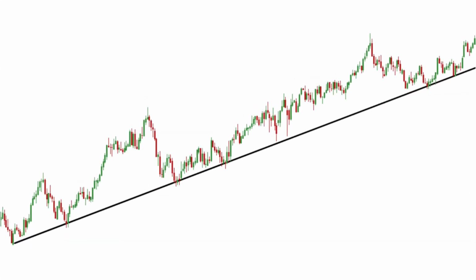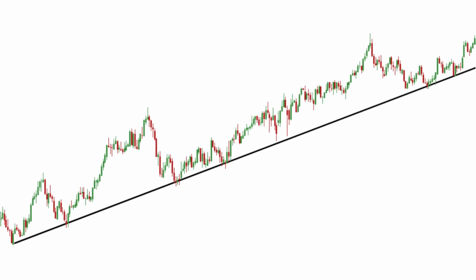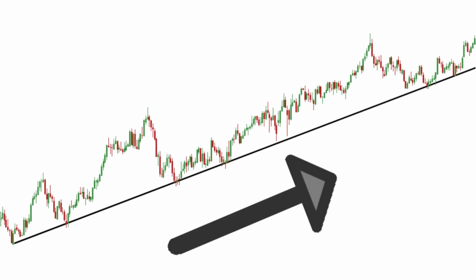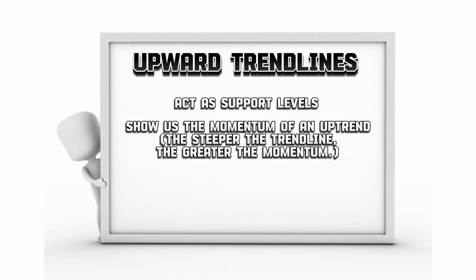A trend line is simply a straight line drawn between two or more significant price points on a chart, representing the trend's direction. In an uptrend, a trend line is drawn below the price action, connecting the lows or bottoms of the price movements. This line acts as a support level, indicating the upward momentum of the trend.